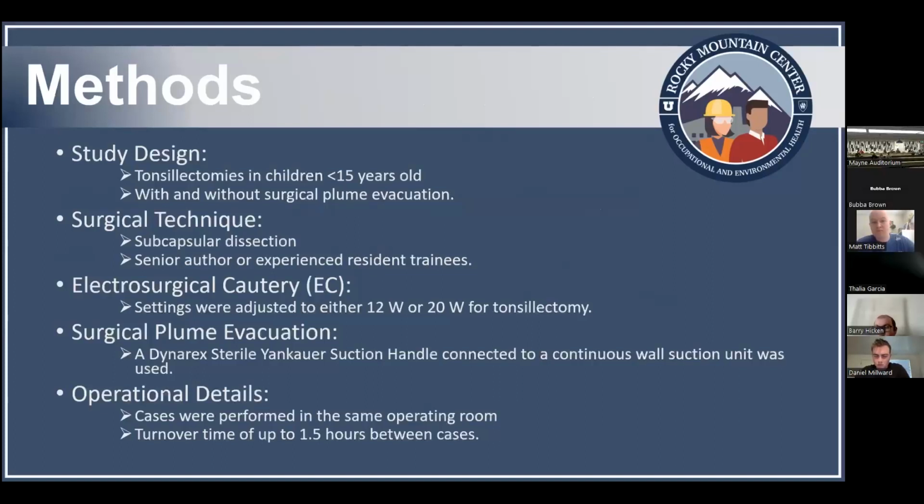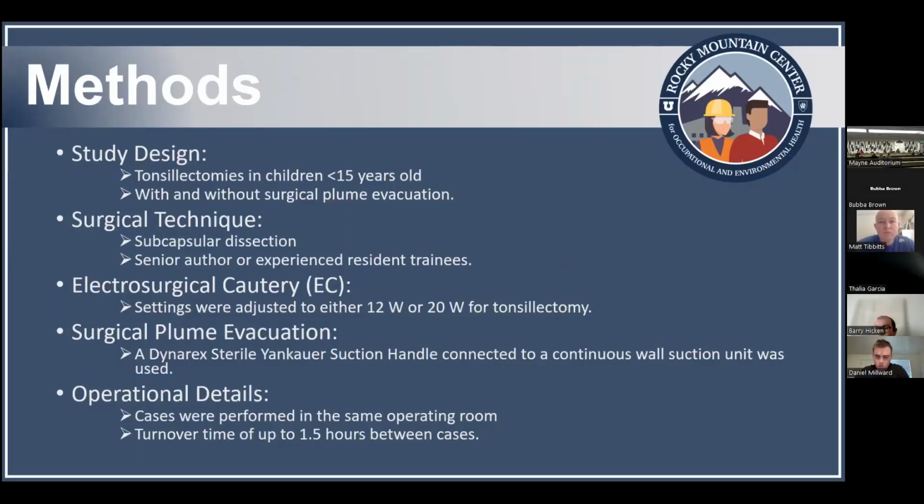So the methods for the study. The design: tonsillectomies in children less than 15 years old, with and without surgical plume evacuation. The technique is subcapsular dissection, done by the senior author of this article or very experienced residents, meaning that at least 50 tonsillectomies were done by the resident doing the study. And then the electrocautery setting was adjusted to either 12 watts or 20 for tonsillectomy.